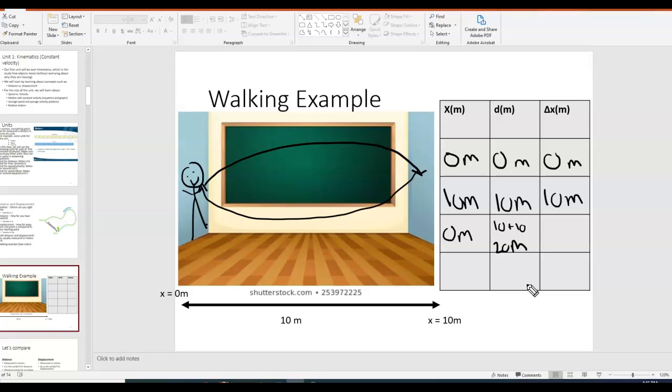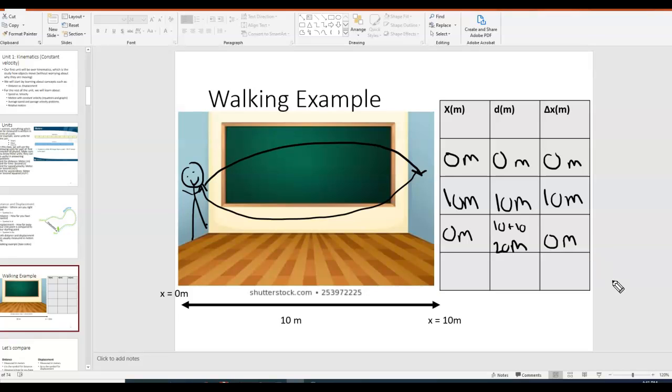What is my displacement? Here's where you need to think. What was my starting position? Well, my starting position was the left side of the room at x equals 0 meters. What is my final position? My final position is also x equals 0 meters. That means my displacement is now 0 meters, because I'm back to where I started.